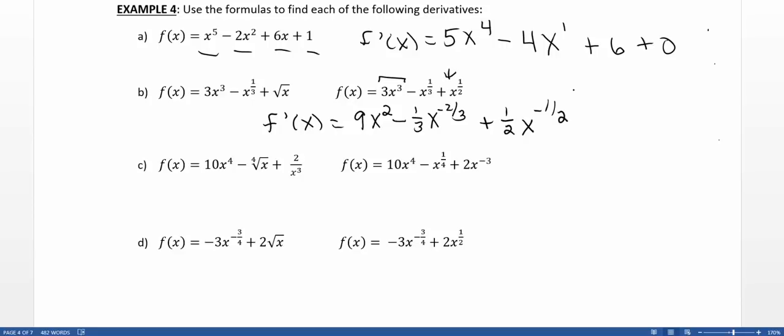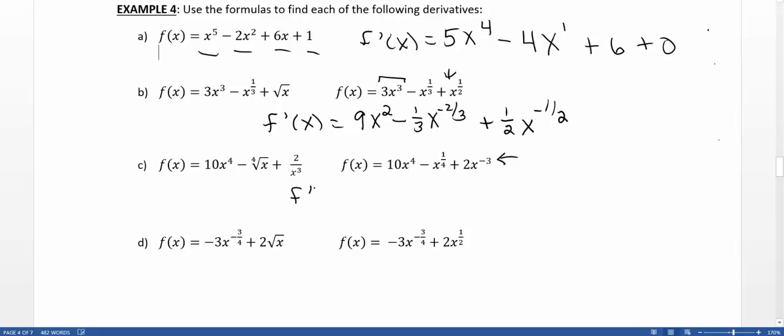Part C. We have 10x to the fourth minus the fourth root of x plus 2 over x cubed. So again, this function demands a rewrite before we can actually use our power rule. So the first term stays the same, 10x to the fourth. But the second term, the fourth root of x, is going to be rewritten as x to the 1/4. Our third term, 2 over x cubed, we're going to bring that x cubed term up by making the power negative. So now that we've rewritten everything, we have things in the right form, which is x to some number.